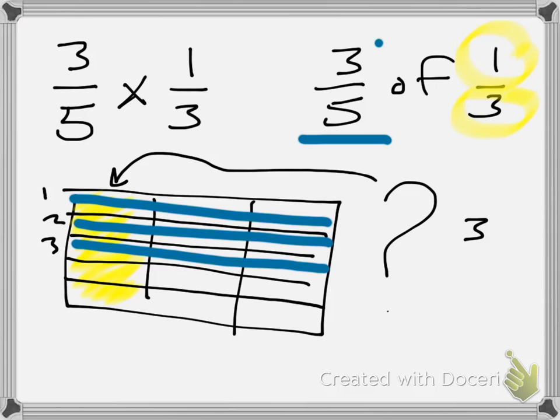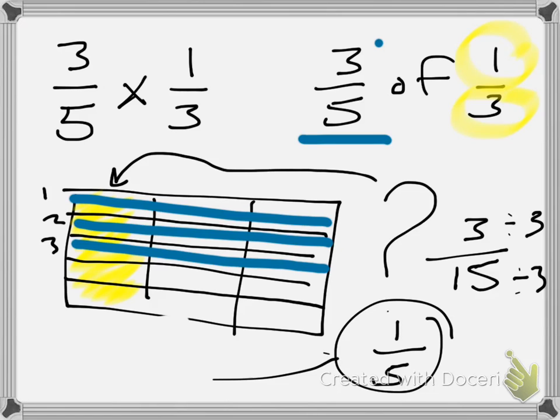And how many pieces are there total? Looks like I've got 5, 10, 15. So I have 3 over 15 pieces. Am I done? No. We need to divide and simplify. So I have 1 over 5. 1 over 5 is my answer because those are the pieces that are double underlined.